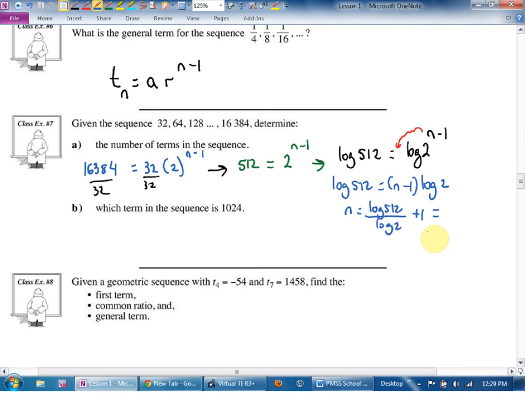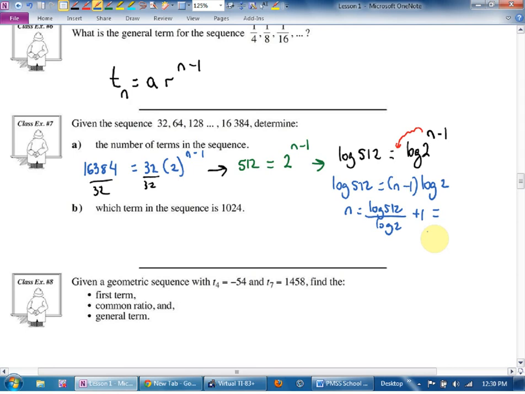Oh, by the way, n, because it's a term location, can't ever be a decimal. If you get a decimal, you know you messed up. It's not the 3.5th term. It's the third term or the fourth term. What do you get? Tim?